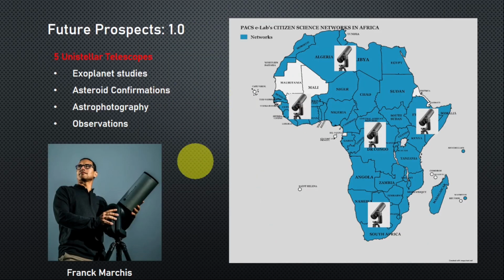We crossed paths with Frank Machis, and he donated telescopes to citizen scientists across the globe for contributing to citizen science research. He promises to be donating 5 telescopes to us to support our activities, and we intend to distribute these telescopes across our groups in the continent. We plan to use the telescopes for continued exoplanet studies, asteroid confirmation, astrophotography, and other observations. This is just our future prospect.